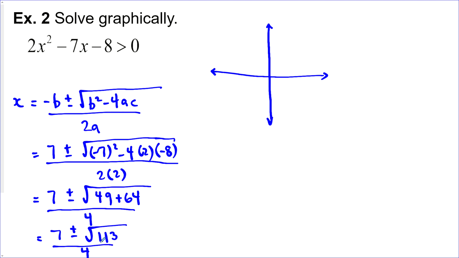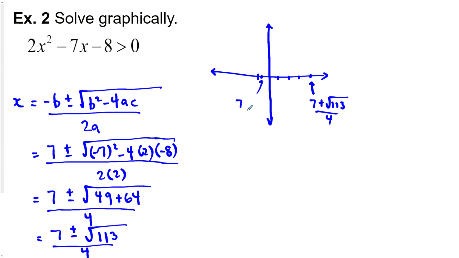Now we do need to know about what this is. So the square root of 100 is about 10. So let's just say this is just over 10. So we got 7 plus 10 is 17 divided by 4. It's about 4. So it doesn't matter where it is. This is the larger one though. This is 7 plus root 113 over 4. Let's get the other one. 7 minus 10 is negative 3 divided by 4 is negative 3/4. So the other one is some point here.